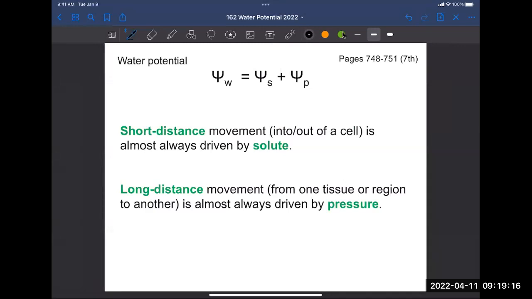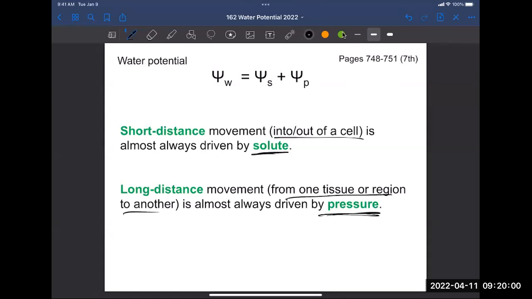Short distance movement, when we think about into or out of a cell, or maybe from the loop of Henle into the surrounding interstitial fluid, these short distance movements are almost always driven by solute. That's going to be the dominant thing for these short distance movements. However, long distance movements, from one tissue or region to another, are almost always driven by pressure. All right, I think that makes sense. So moving water into or out of a cell is primarily due to solute differences. Moving water from a root to a leaf is primarily due to pressure.